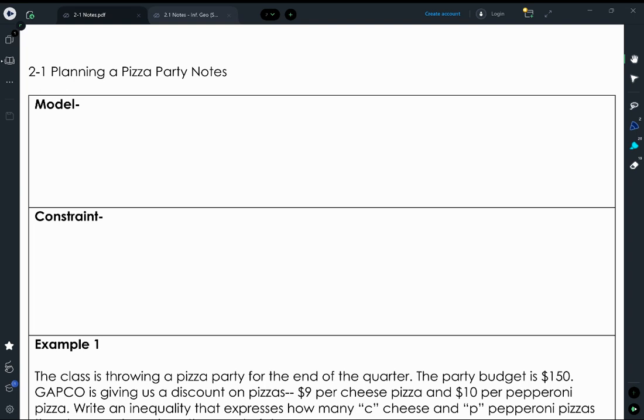So first we're talking about a mathematical model. So a model is some kind of mathematical representation. So let's write mathematical representation.